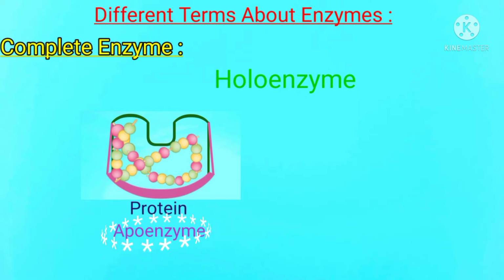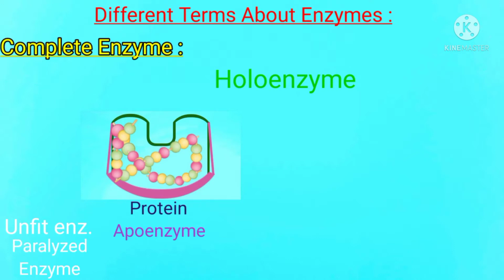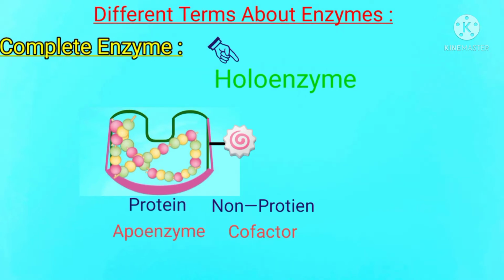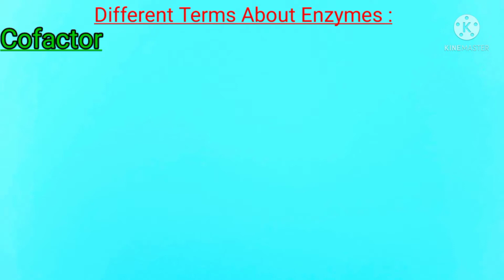Dear students, mostly an apoenzyme is a loser enzyme, a disabled enzyme. Therefore, it requires a cofactor, a helper to attach with it. In this way, it will become a complete enzyme, holoenzyme. I hope now you have completely understood the complete enzyme, holoenzyme and apoenzyme terms. So after the apoenzyme and holoenzyme discussion, next we will study about the cofactor.